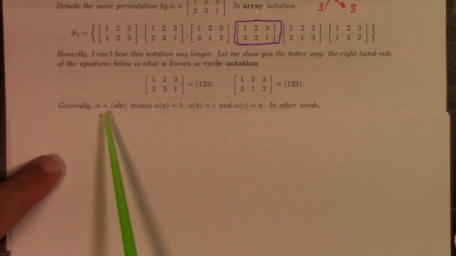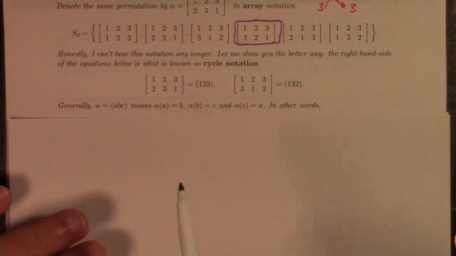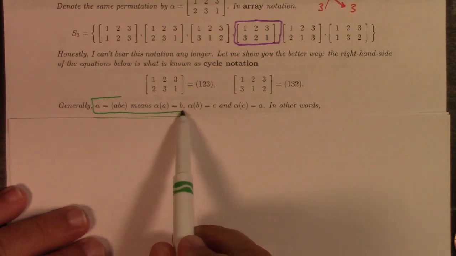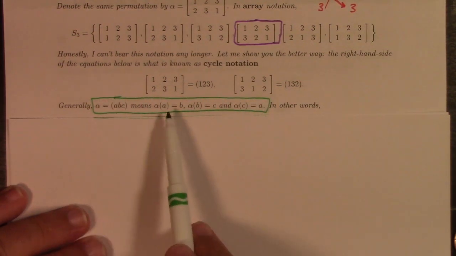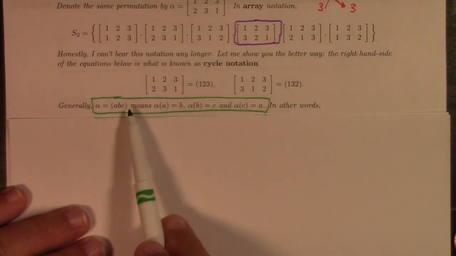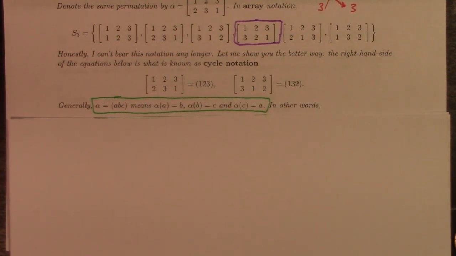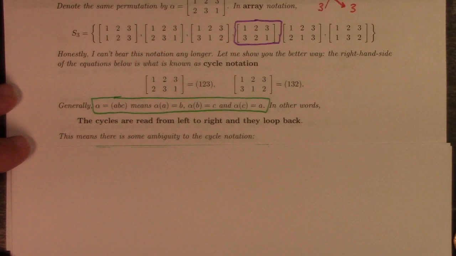Here's a definition, if you like. If we say alpha is equal to (A B C), what does that mean? That means that alpha of A is equal to B, alpha of B is equal to C, and alpha of C is equal to A. There you go. That's a definition for what's called a 3-cycle. So cycles are read from left to right, and then they loop back.